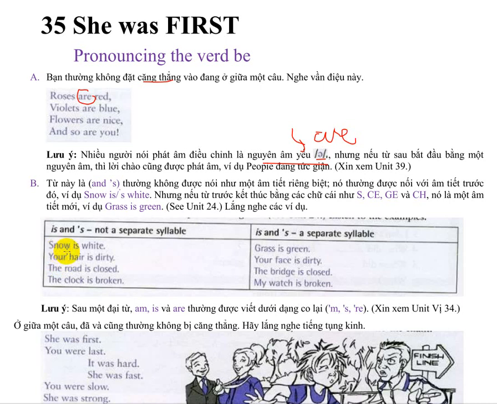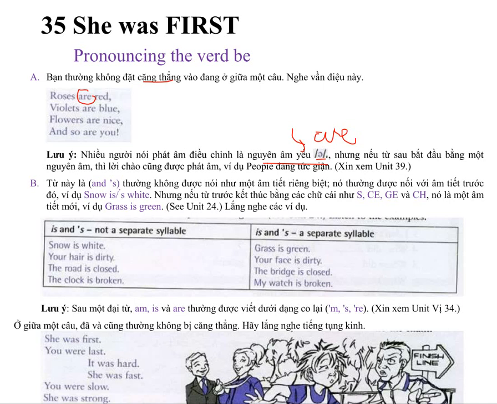B67 B. Snow's white. Your hair's dirty. The road. Your hair is dirty. No, your hair is white. Road's closed. The clock's broken. The clock's broken. Grass is. Easy and sun not a separate syllable. Okay. I'm doing it right. The clock's broken. Các bạn thấy chưa? The clock's broken. Grass is green. Your face is dirty. The bridge is closed. My watch is broken.